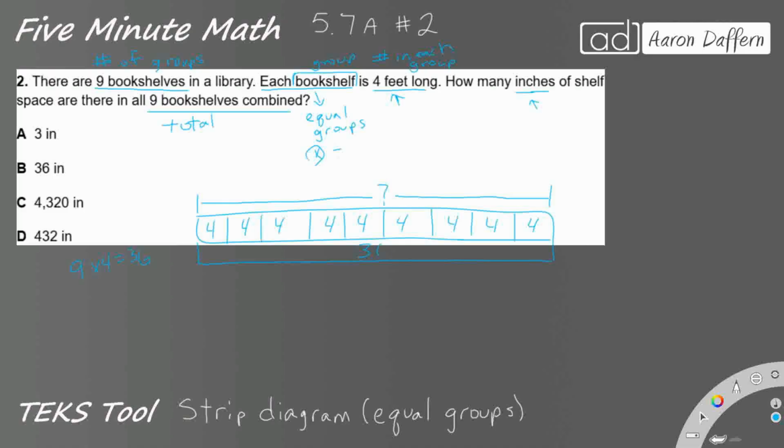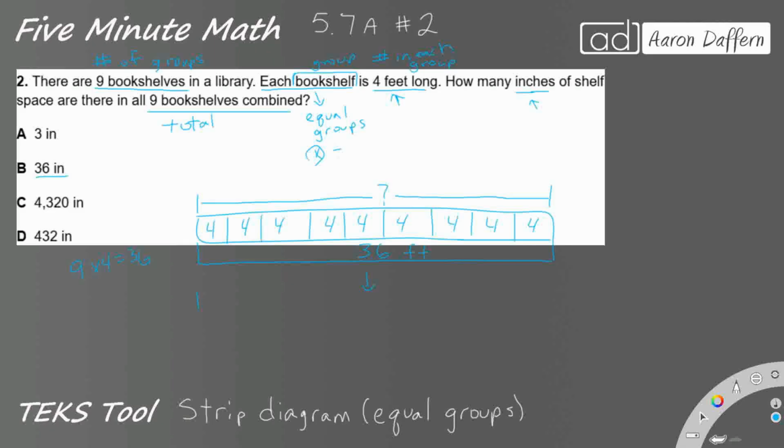We've got 36 feet. Now, 36 is an answer choice, but you notice that it's given us 36 inches. So that's not what we're looking for. We need to find out how many inches there are in 36 feet. So there's a few different ways we can do this. One, we can take this 36 feet as the total amount here. So let's make a new one right here.